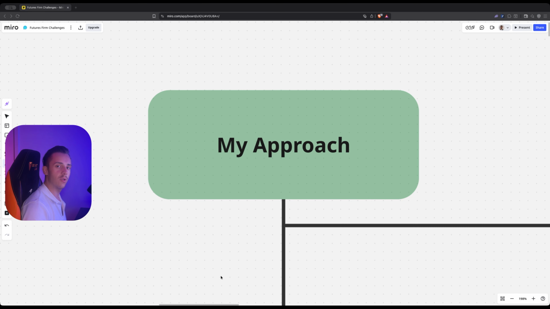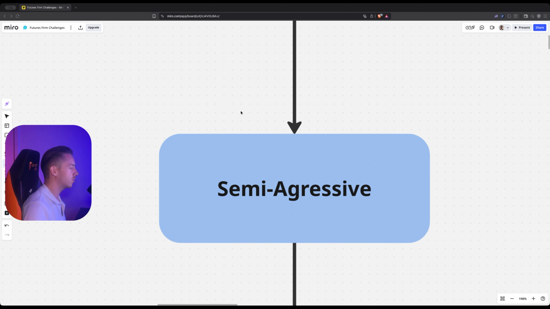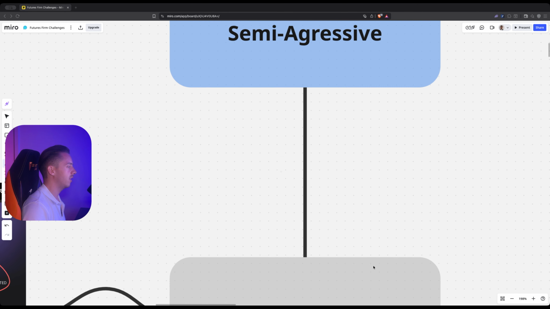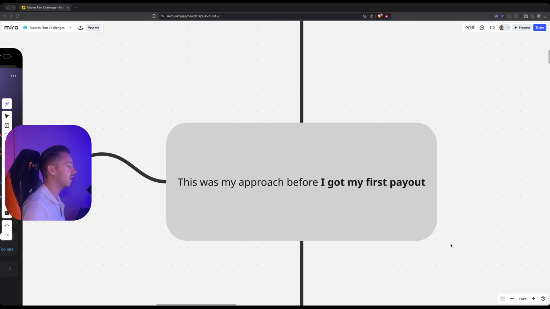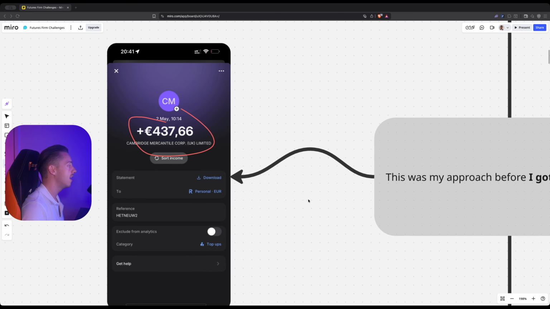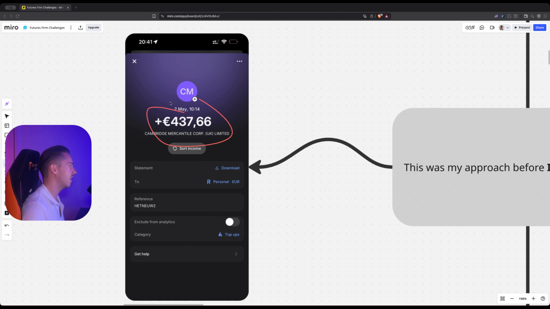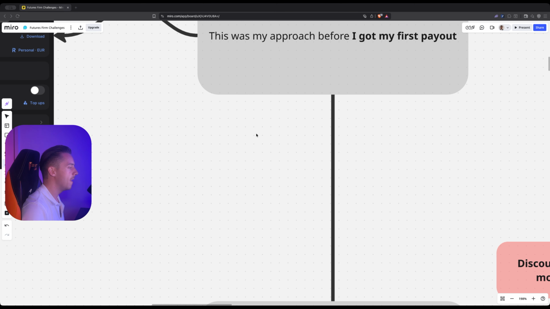There's two ways I approach my futures challenges, and the first one is the semi-aggressive way. Now, this is the approach that I used to do before I got my first two funded accounts and before I got my first ever payout, as you can see right here.